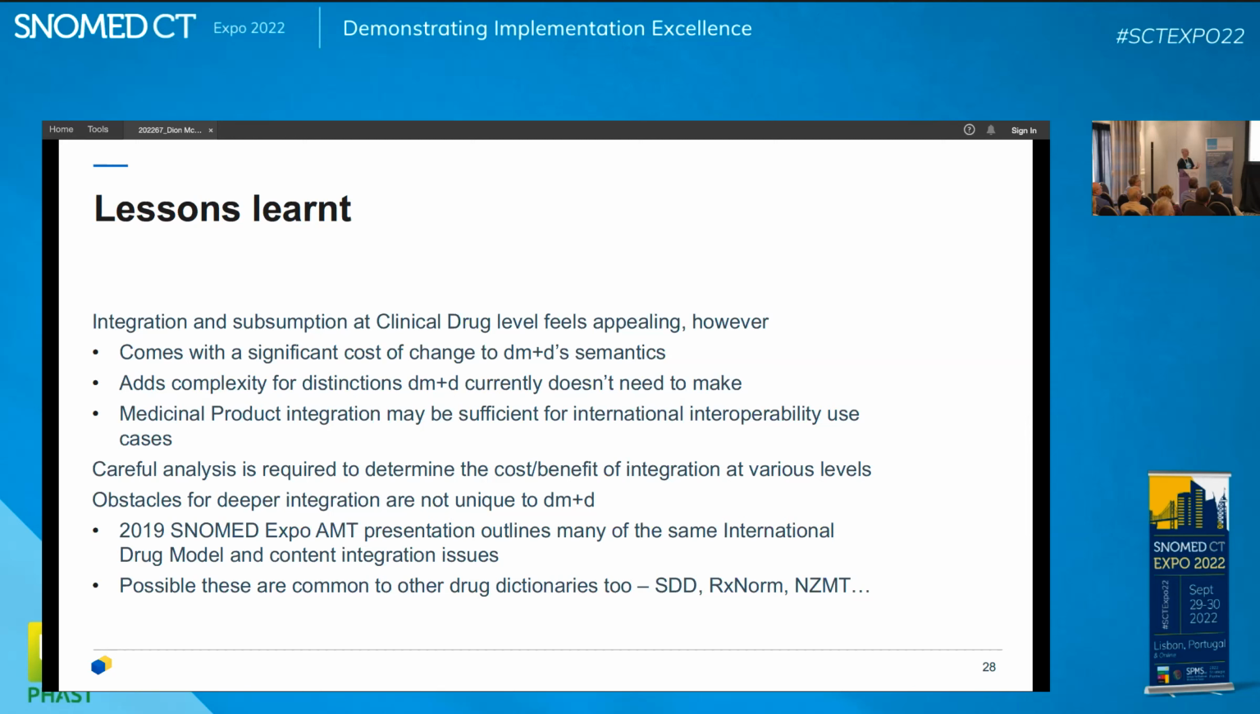It comes with quite a cost. To get it to work the way that the international model and the content currently is, would take a lot of compromise from dm+d, changing its semantics essentially to match up and model that. And it adds quite a lot of additional complexities that dm+d currently doesn't have, and yet still achieves what it needs to achieve. So that would be a kind of a hard sell. The medicinal product integration is actually quite easy, but it also delivers a lot.